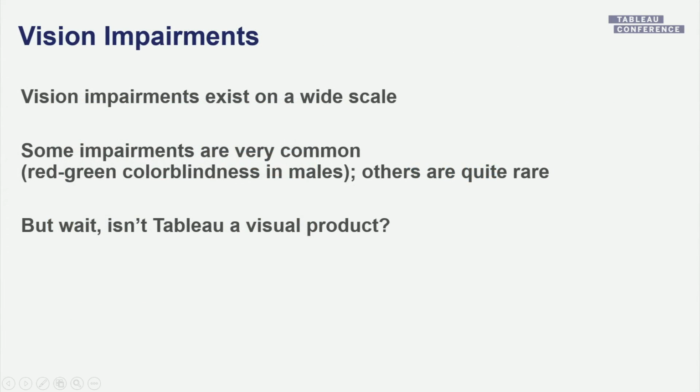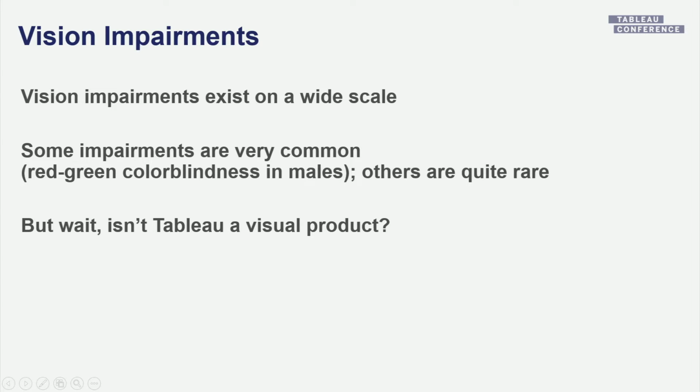So let's dive into vision impairments, because like I said earlier, vision impairments are pretty important and pretty challenging to deal with when you're working with a visual product like Tableau. So they exist on a wide scale. And I know when I first started working on this, I'd talk to people in the development team, and they'd be like, how do you make Tableau accessible to a blind person? And it's like, well, that's challenging. You know, there's no way around the fact that that's challenging. But there's a whole wide spectrum of vision impairments that aren't complete blindness.